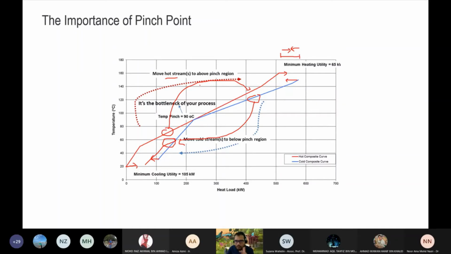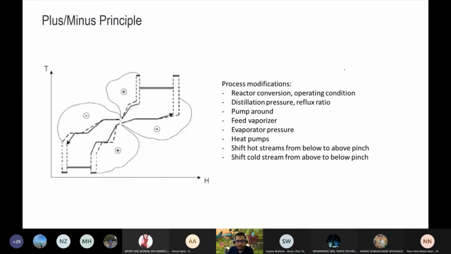Which we use, yeah, which we use in our... no, we didn't use a heat pump, but we reduced the pressure of the distillation column. Remember, in our project in China, we reduced the pressure of one of the distillation columns slightly lower, and it goes below the pinch, and hence this energy is not there anymore. So we can then reduce the heating utility.